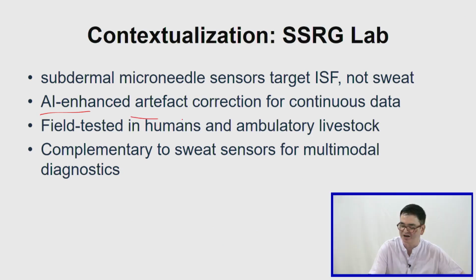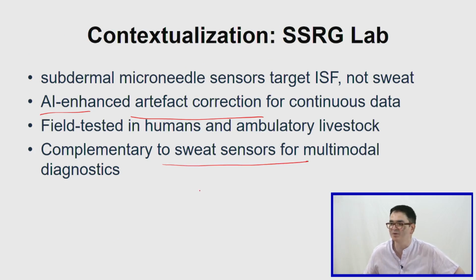We normally use that for artifact correction and for continuous data, and we've also used ours in testing in humans and ambulatory livestock as well. We don't claim to be better than the epidermal variables, especially if you're talking about glucose sensing. We say the sweat sensors, we can use them as complementary methods for multimodal testing as well.